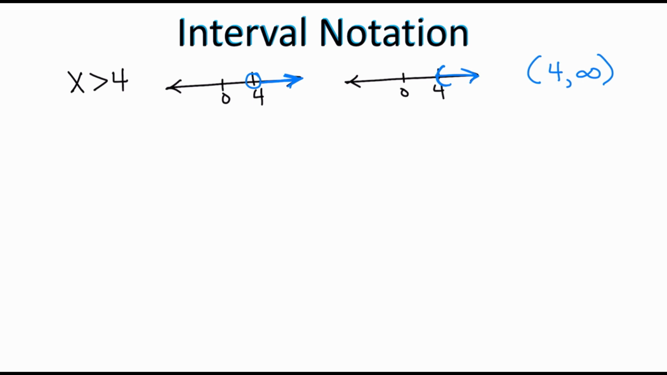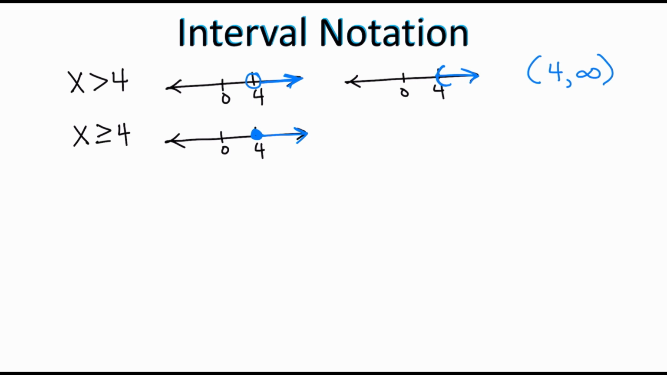Infinity is not a real number. Infinity is simply just the idea of unboundedness. Therefore, infinity will never take on a bracket. Let's see the difference between this and x is greater than or equal to 4. Back in the days, you used to graph this. Here's 0, here's 4. Instead of an open circle, you used to have a closed circle, and it's still greater than, so you would still shade to the right.